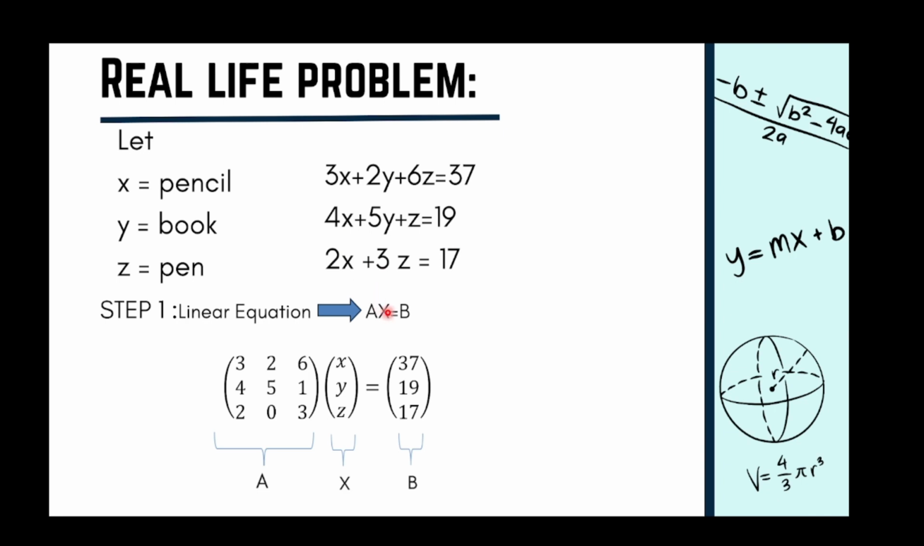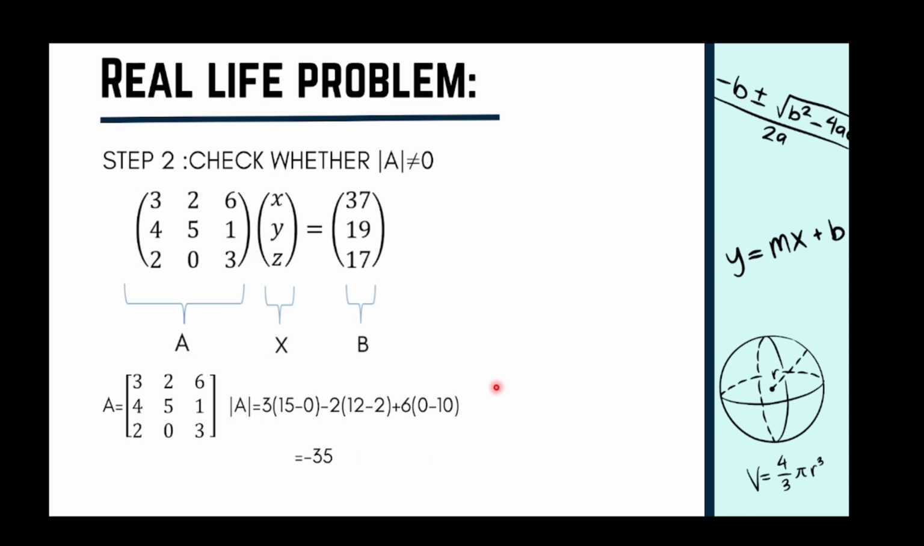So we change the linear equation into the Ax = b form. So it will be like this. Next, the second step, we need to check whether the determinant of A is not equal to 0. So we take out the A and we make the determinant of A equal to -35. So it is not equal to 0. So we can do the next step.